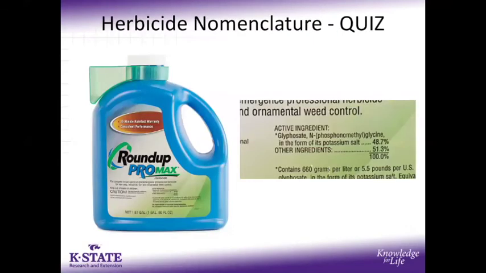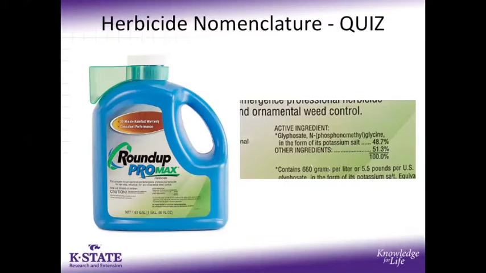Quiz. What is the trade name of this product? Roundup. What is the active ingredient? Glyphosate. You got it. All right. That is the bacon, the eggs, the biscuits. All right? This is the grits.